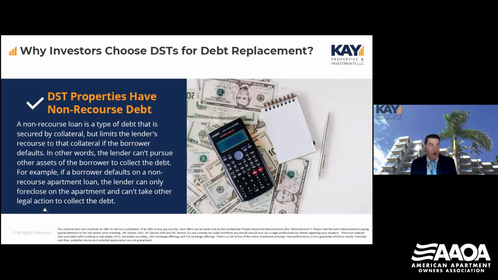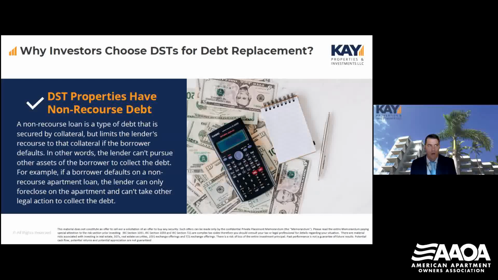DST properties have non-recourse debt. A non-recourse loan is a type of debt that is secured by collateral, but limits the lender's recourse to that collateral if the borrower defaults. In other words, the lender can't pursue other assets of the borrower to collect the debt. For example, if a borrower defaults on a non-recourse apartment loan, the lender can only foreclose on the apartment and can't take any other legal action to collect the debt. Again, it's secured by that asset.